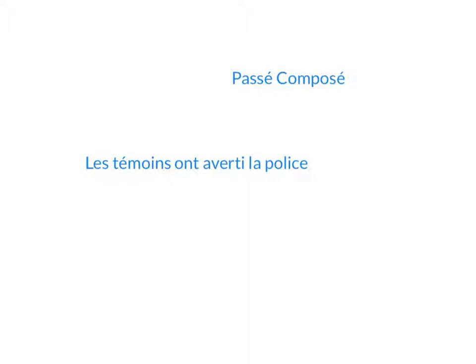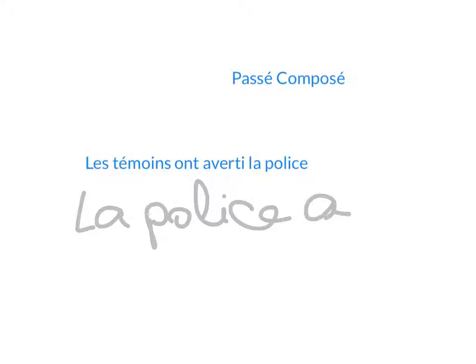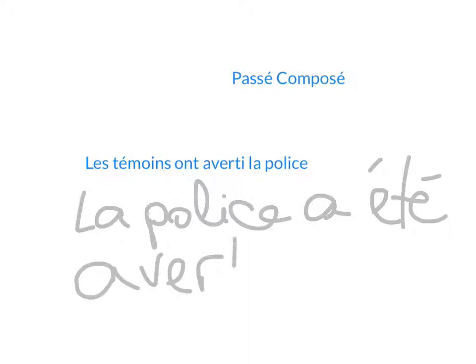And we're going to start with la police. Être in the perfect tense takes avoir as an auxiliary. And then the past participle of être is été. And then I need my past participle of the verb avertir again. So I've got the perfect tense of the verb être, a été, with the auxiliary and the past participle of être, and then I need the past participle of the verb that I want to use, which is avertir.